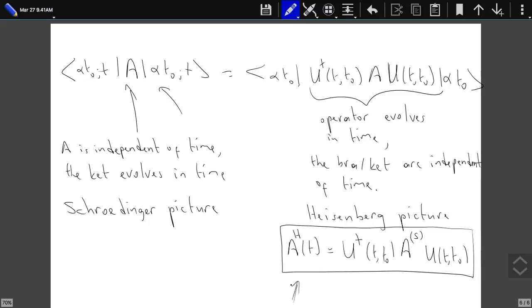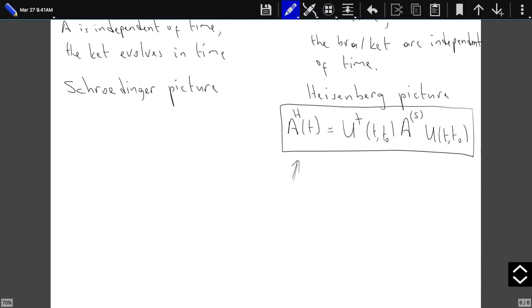Let's do an example. Or before doing the example, let's look at, before we looked at what is the time derivative of this unitary operator u, or what is the time derivative of our kets in the Schrödinger picture. Now let's look at what is the time derivative of my operators in the Heisenberg picture. They will be easier to solve.